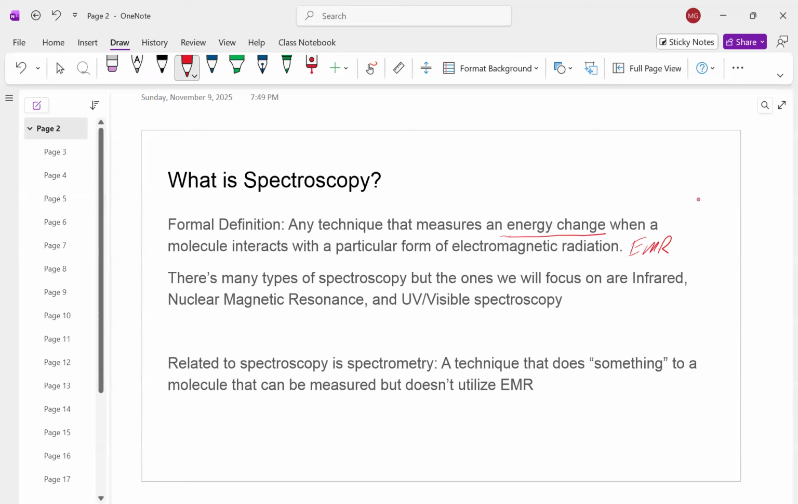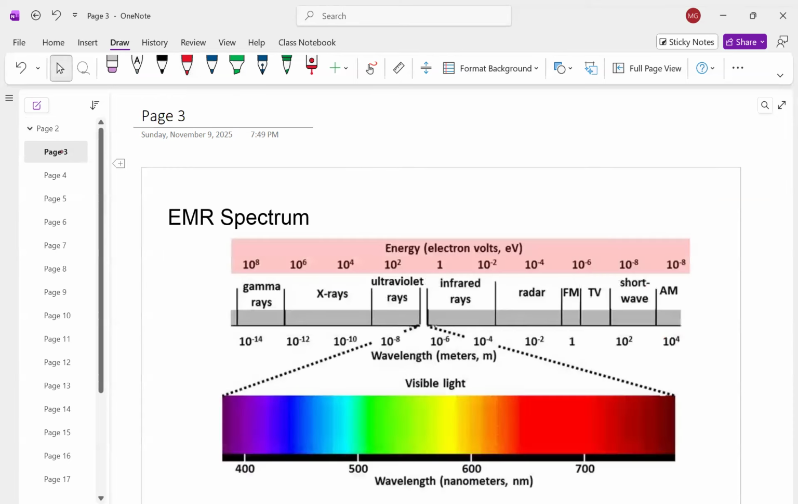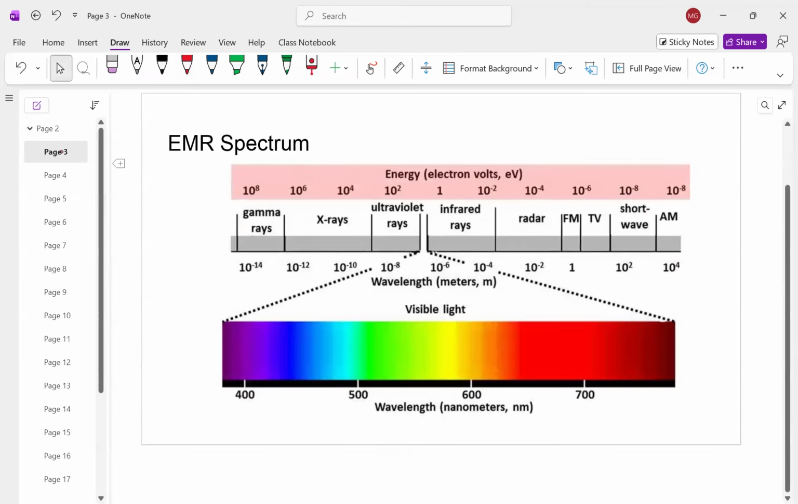Now, closely related to this, and this will occur in the second half of this unit, we're going to talk about spectrometry. It's related to spectroscopy, but we don't use EMR. This is a technique that does something to a molecule that we can measure, but it doesn't utilize electromagnetic radiation. And just to highlight very quickly what EMR is, you may have seen something like this if you've taken physics or some sort of science course that deals with physics.